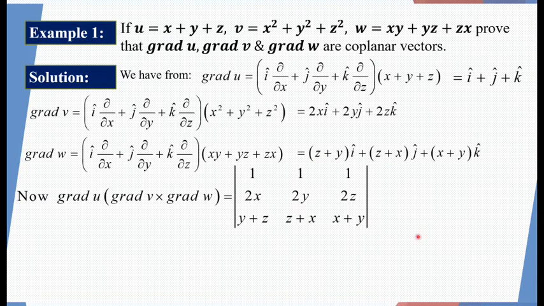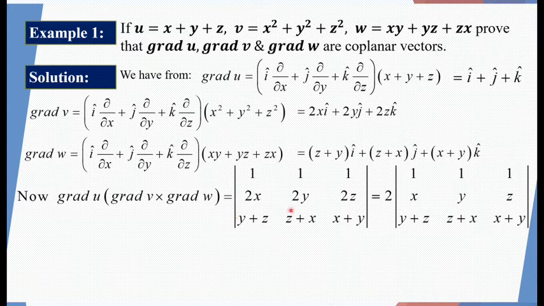So we can apply operations here. First we can take 2 common from the second row. So take it out. So this will be 1, 1, 1; x, y, z; and y plus z, z plus x, and x plus y. Now can we apply an operation? Can we write R3 in the form of R3 plus R2?